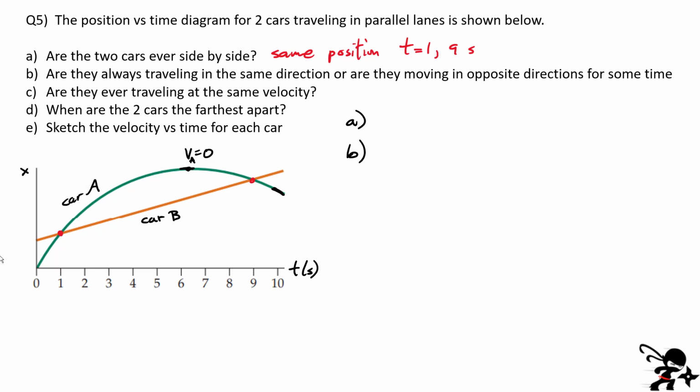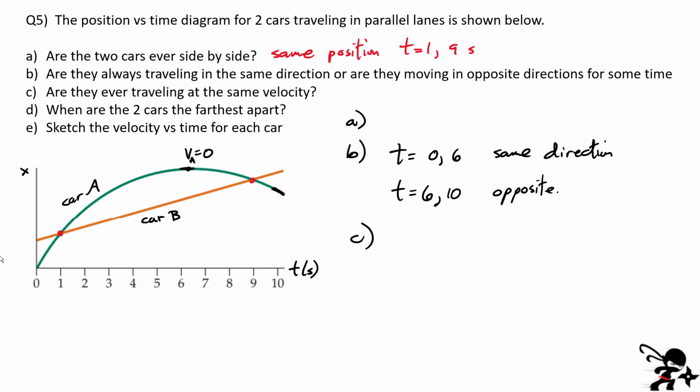The slope over here is a negative value, which means it's traveling in the opposite direction. So for the time interval from t equals to 0 to 6, they are in the same direction. And then after that, from time equals to 6 through 10 seconds, car B is traveling in one direction, positive slope. Car A has a negative slope, so this here would be opposite direction, okay?